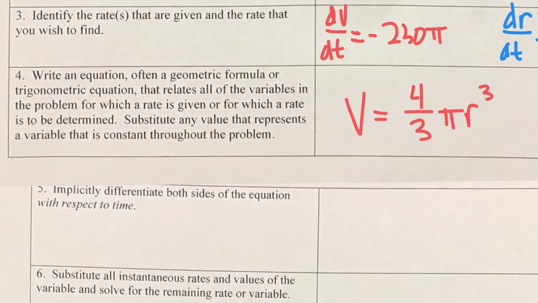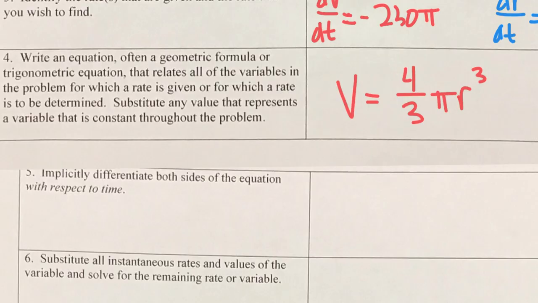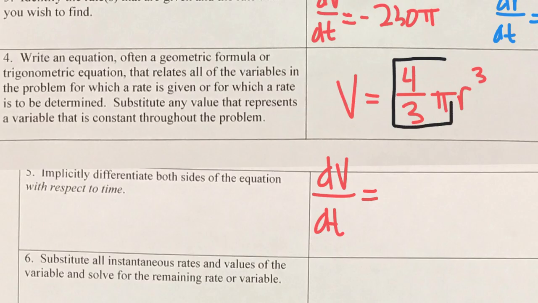Now, step number 5. Here comes the calculus. Implicitly differentiate both sides with respect to time. So let's start with volume. The derivative of volume becomes dV/dt equals, our constant is 4/3 pi, right? That's our constant, so we're going to leave that alone. And then we have our variable, which is r cubed.